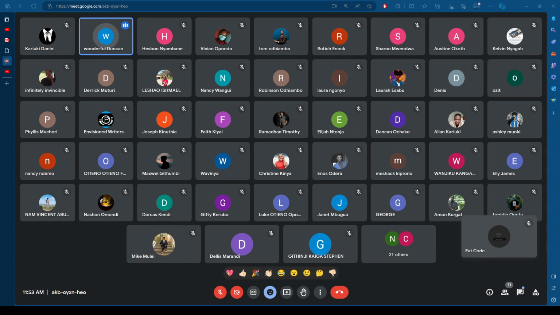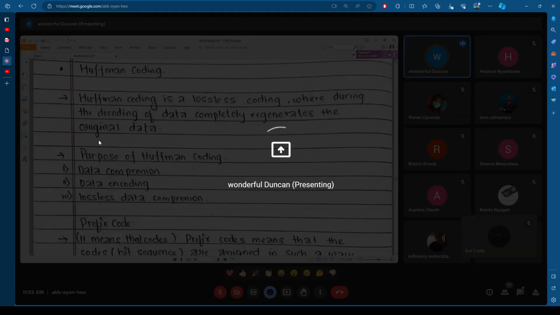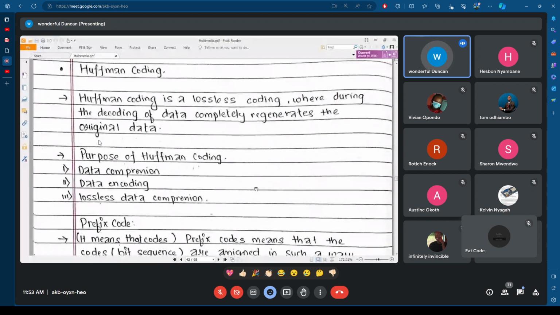So Huffman coding is a lossless coding where during the decoding of data, when you are decompressing the data, it completely regenerates the original data. So there you are not going to lose any data.